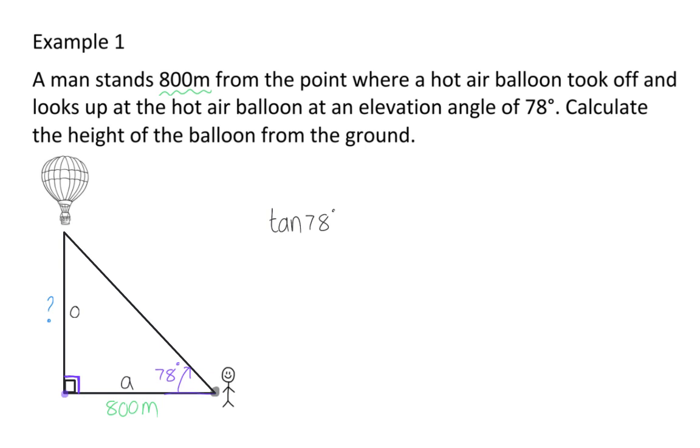The tan ratio is the opposite, which in our case is the height, and the adjacent, which was given as 800 meters. To solve the height, we now need to multiply with that 800 on the left-hand side. Using your calculator, you will find that this balloon is 3,763.7 meters from the ground.